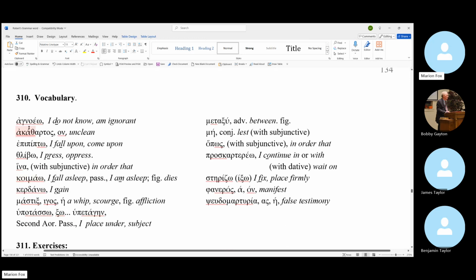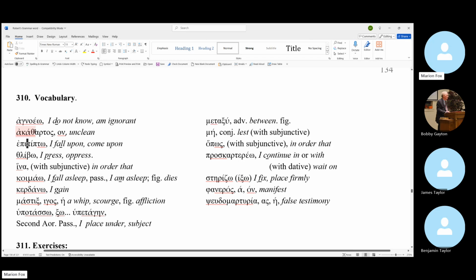Okay. And so we have agnoeo, I do not know. That's from noeo, and a is not. That's probably the alpha privative. I do not know, I'm ignorant. All right. Akathartos, and it's an alpha privative right here, so you see it. Kathartos is clean, and the alpha privative makes it unclean. Okay. And so we have unclean, not clean, and pipto is to fall, and epipipto is to fall upon.